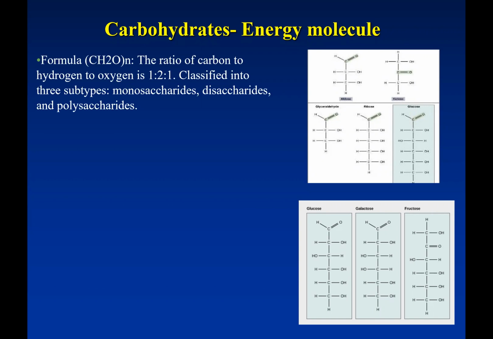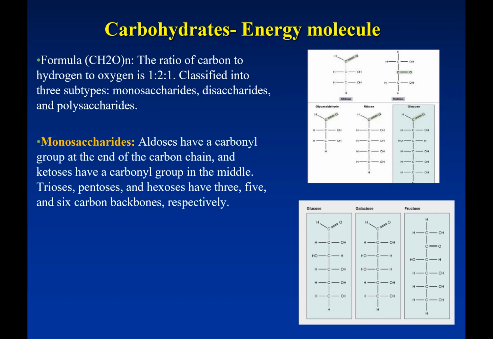If the carbonyl group is terminal, it is called an aldose. If it is found in the center of the molecule, it is called a ketose. So the chain of carbon can be 3, which is a triose, 5, a pentose, and hexose is a 6-carbon sugar. So again, the diversity that you see is immense.